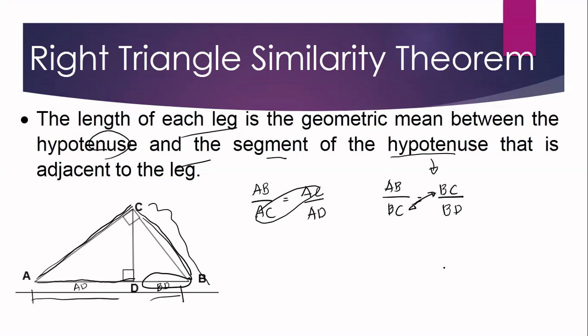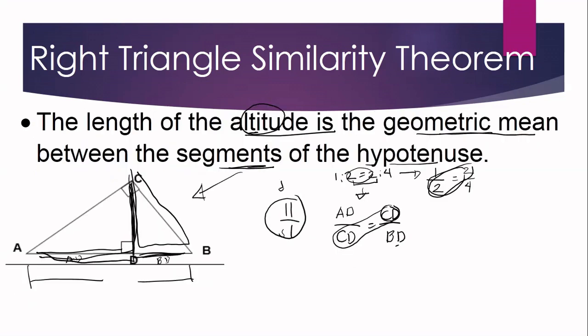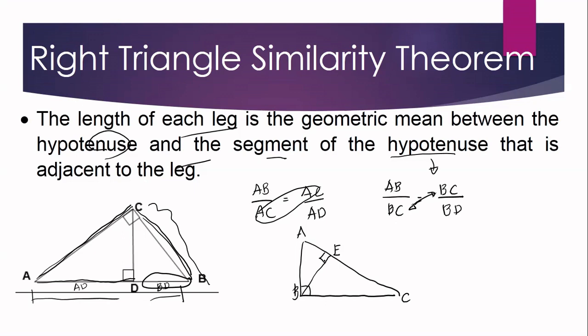Okay, so just to clarify, if you really understand it, let us have a right triangle here. So this is your right triangle. Let us have here the right angle. Let us draw an altitude. It is perpendicular to the opposite side. If this is A, B, C, and this one is E, for example, let us show what we have learned today. Una, we have the length of the altitude is the geometric mean between the segments of the hypotenuse. Our altitude here is BE.